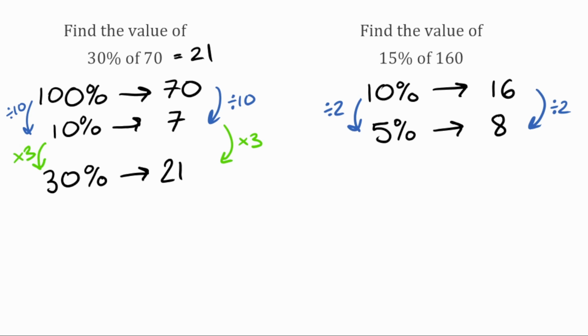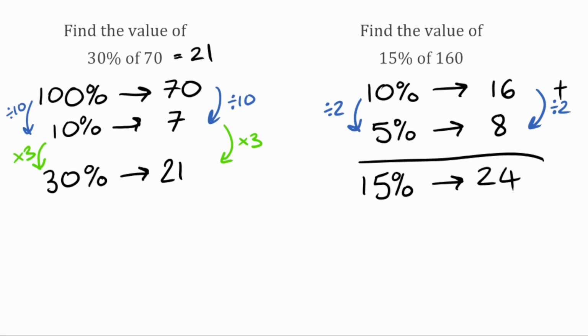So for the question, we actually needed 15%, but what we can do now is actually add our percentages together. So we've got 10%, add 5% gives us our 15%. And now we're going to do the same with our numbers on the right. So 16 plus 8, well, that would give us 24. So 15% of 160 would simply be 24.